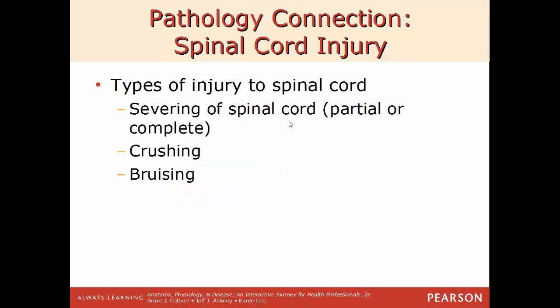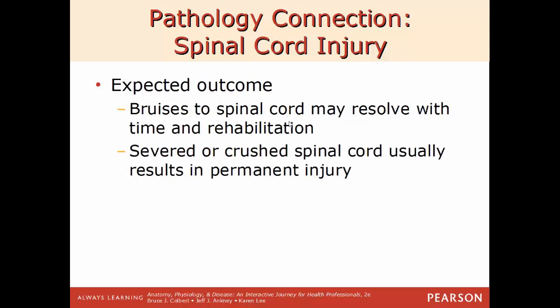There are various types of injury to the spinal cord, depending on how severe the damage is. You can have a severing of the spinal cord, either partial or complete. There can be a crushing of the spinal cord. You can also have a bruising of the spinal cord. The expected outcome: bruises to the spinal cord may resolve with time and rehab, but a crushed spinal cord or a severed spinal cord usually results in permanent injury.